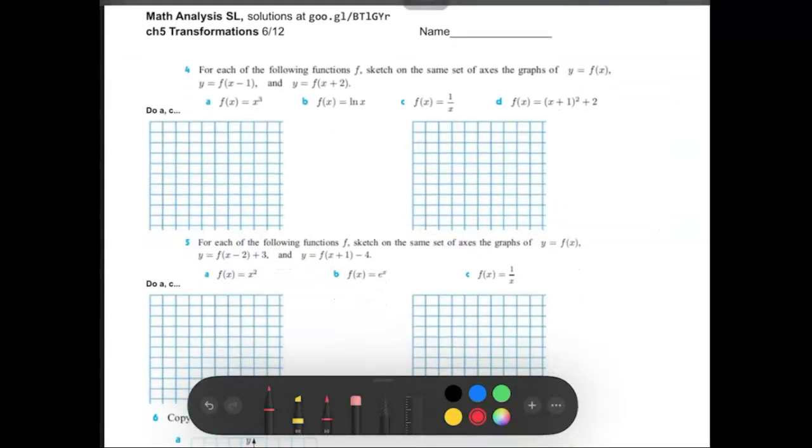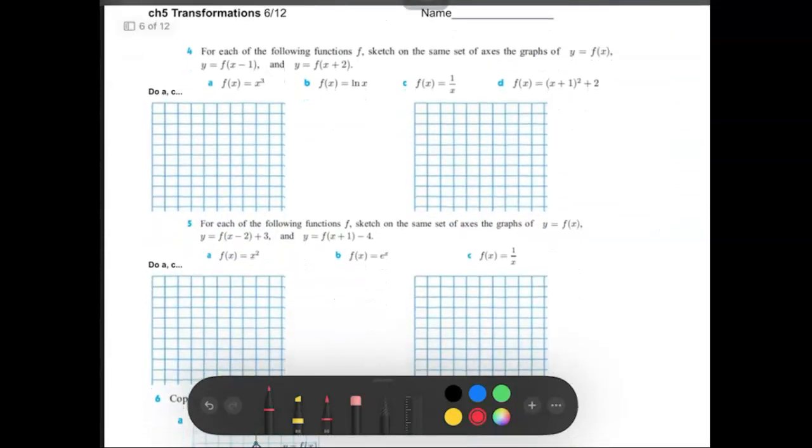Okay, let's move down to page 6. For each of the following functions f, sketch on the same set of axes the graphs of y equals f of x, y equals f of x minus 1, and y equals f of x plus 2. So remember, this is the parent function, and f of x plus 2, you might think that that's moving to the right, but it's actually moving to the left, so it's going to be left 2, and then f of x minus 1 is going to be right 1. Okay, so let's do some of these functions. So we're going to do a and c.